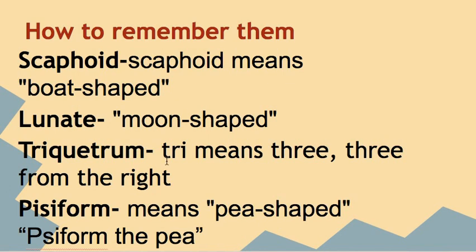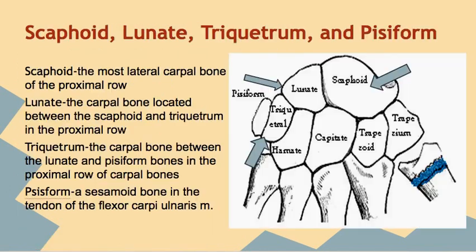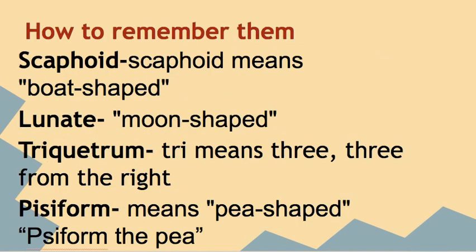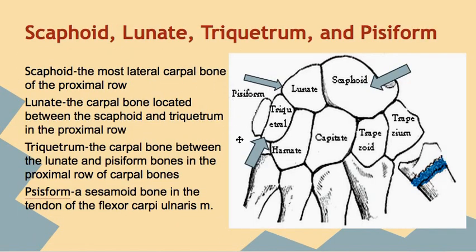Then triquetrum: tri means 3, and it's 3 from the right, so 1, 2, 3, and that bone is right there. So tri means 3, and that's how you can remember that. And then for the pisiform, you can remember P-shaped, and you can remember that right there because that looks like a P.